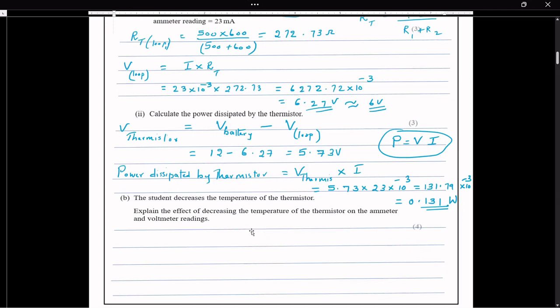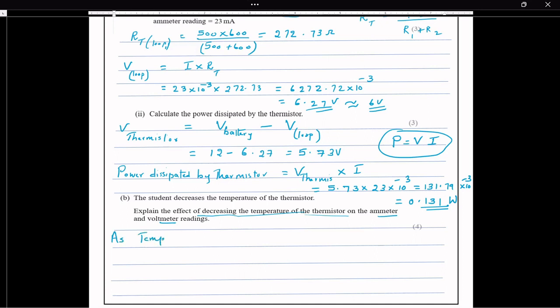Now let us see the next part of the question. The student decreases the temperature of the thermistor. Explain the effect of decreasing the temperature on the ammeter reading and on the voltmeter reading. So if you are decreasing the temperature of the thermistor, let us see what the voltmeter reading and the ammeter reading are. So let's start writing the answer.